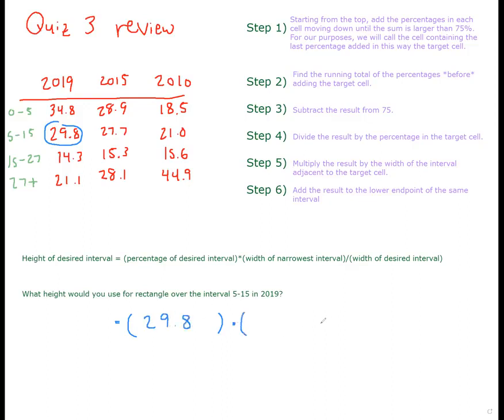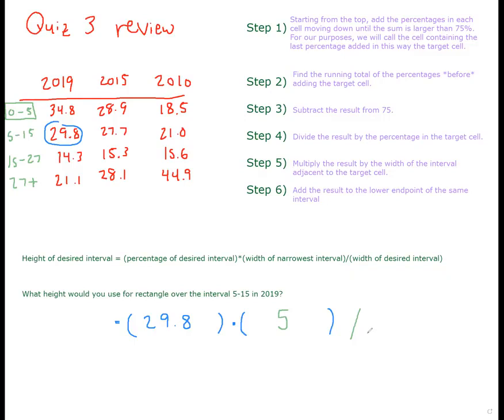Times the width of the narrowest interval. Well, what's the width of the narrowest interval? Looking at all the intervals above, we've got an interval that goes from 0 to 5. That's a width of 5. This interval goes from 5 to 15. That's a width of 10. This interval goes from 15 to 27. That's a width of 12. And this one goes from 27 to wherever, so that's the longest interval. But the narrowest interval seems to be the one that has a width of 5. So we're going to put a 5 here.